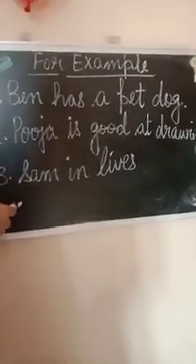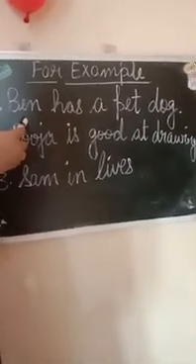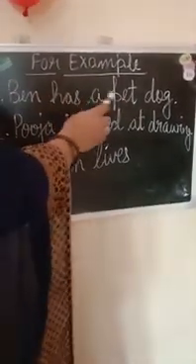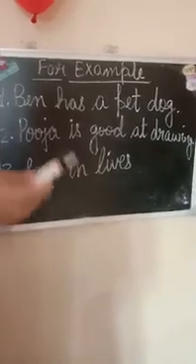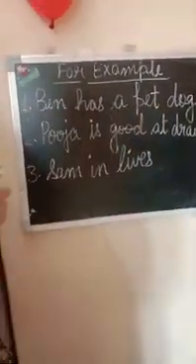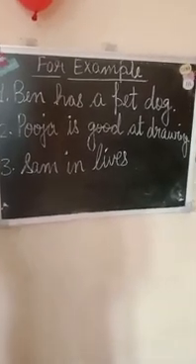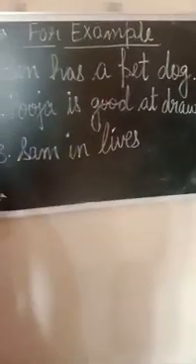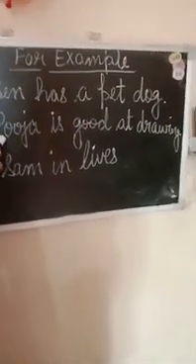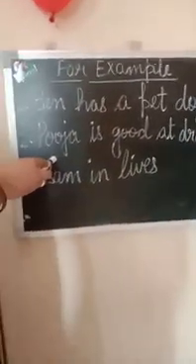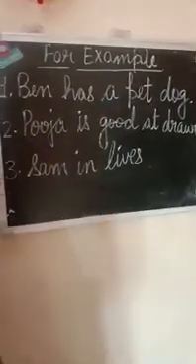Here are the 3 examples which I have written on the blackboard. The first one says, Ben has a pet dog. These group of words make complete sense. It begins with a capital letter B and ends with a full stop. So this is a sentence. Second one says, Pooja is good at drawing. The second sentence begins with a capital letter P and ends with the full stop. And these group of words makes a complete sense. So it is a sentence.